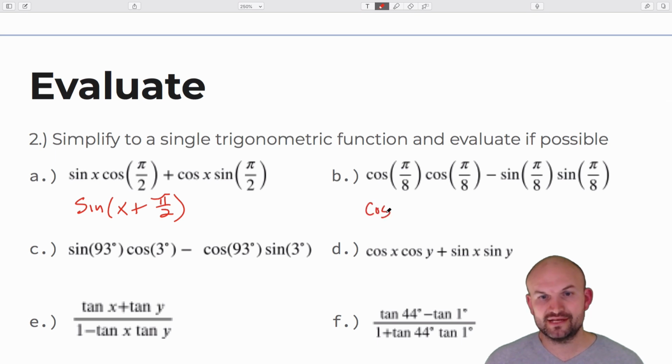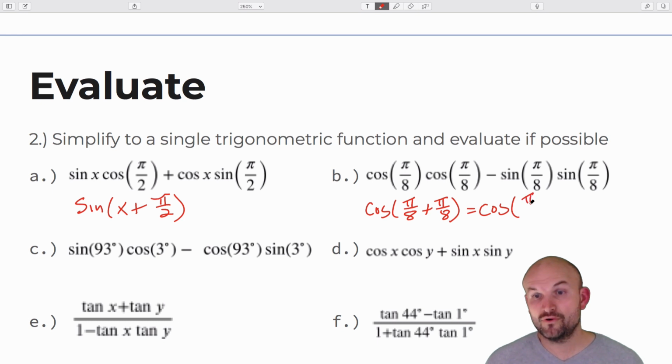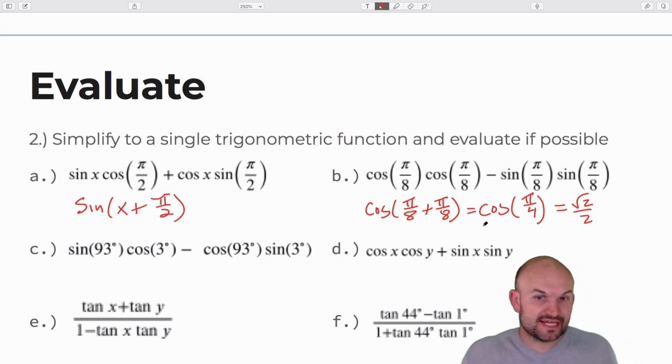So I have cosine of pi over 8 plus pi over 8, which equals cosine of pi over 4, right, of 2 pi over 8. And the cosine of pi over 4 is going to be square root of 2 over 2. So you can see how, if you actually have a value that you are aware of that you can evaluate, then you can just go ahead and evaluate it from there.